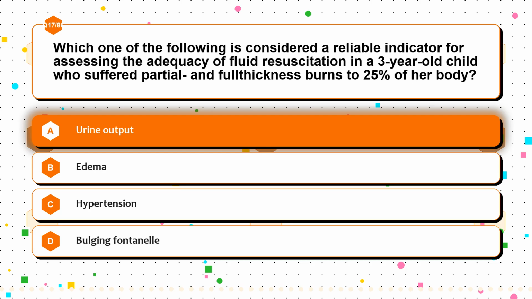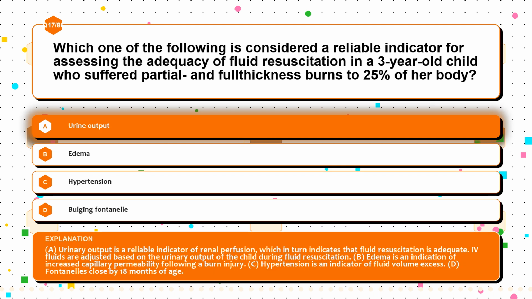The correct answer is option A. Urine output. Urinary output is a reliable indicator of renal perfusion, which in turn indicates that fluid resuscitation is adequate. IV fluids are adjusted based on the urinary output of the child during fluid resuscitation. B. Edema is an indication of increased capillary permeability following a burn injury. C. Hypertension is an indicator of fluid volume excess. D. Fontanelles close by 18 months of age.